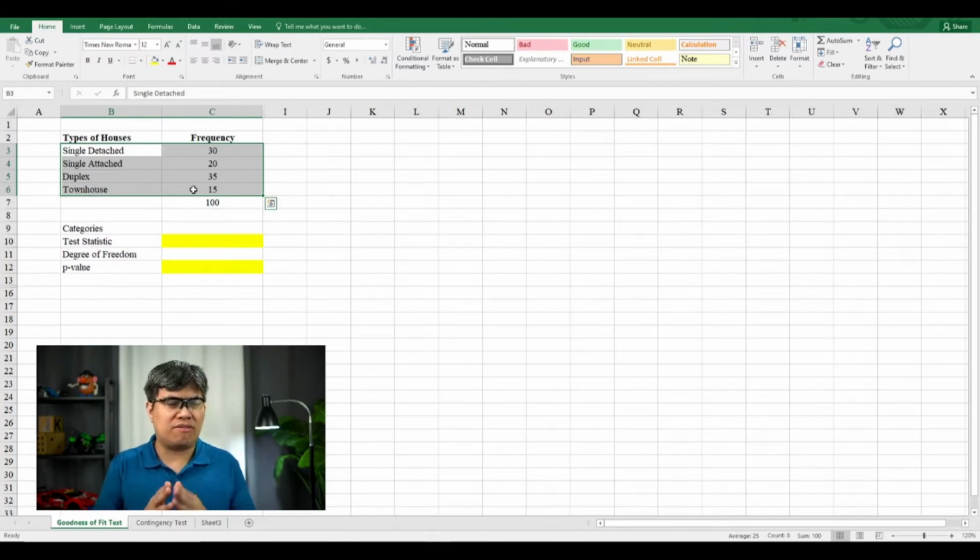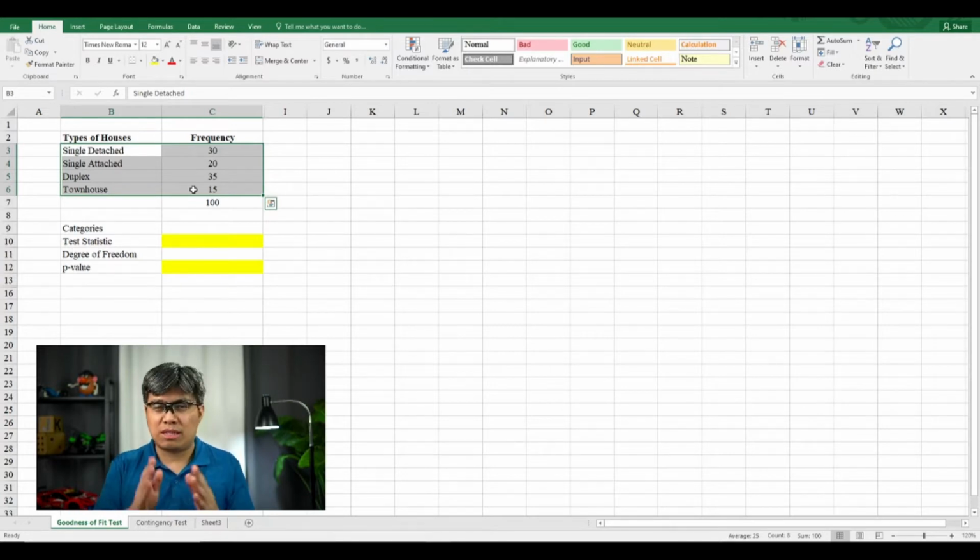But in goodness of fit, we can say that based on the frequencies, they're somewhat close to one another. So there's no big gap where you can say one is significantly better than the other. And we can determine that with the chi-square distribution, or test of goodness of fit.